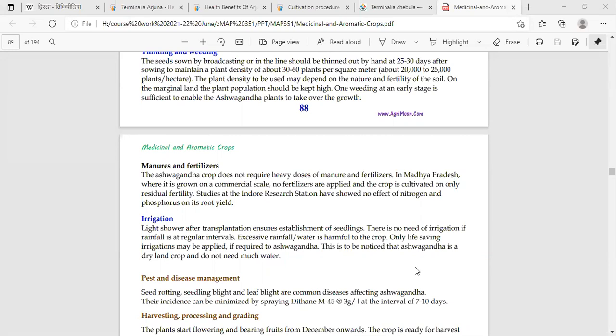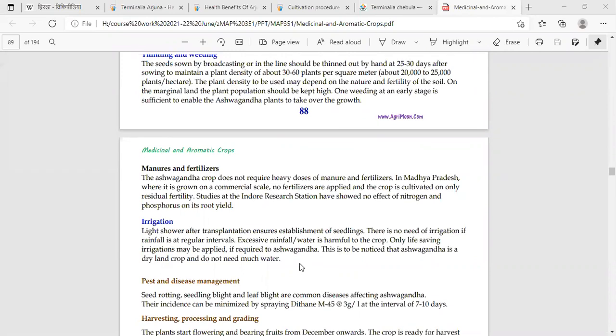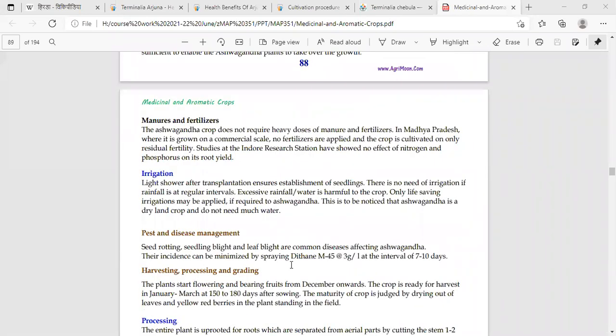Life-saving irrigation may be applied to the ashwagandha plant if required. Artificial irrigation can be supplied to the plant through sprinkler irrigation or drip irrigation. It is to be noted that ashwagandha is a dryland crop and does not need much water.